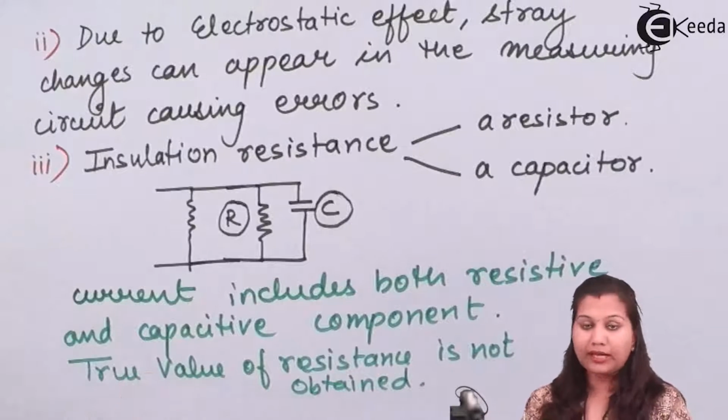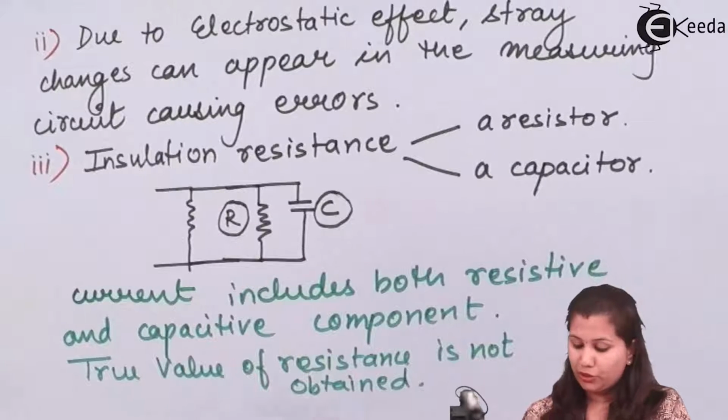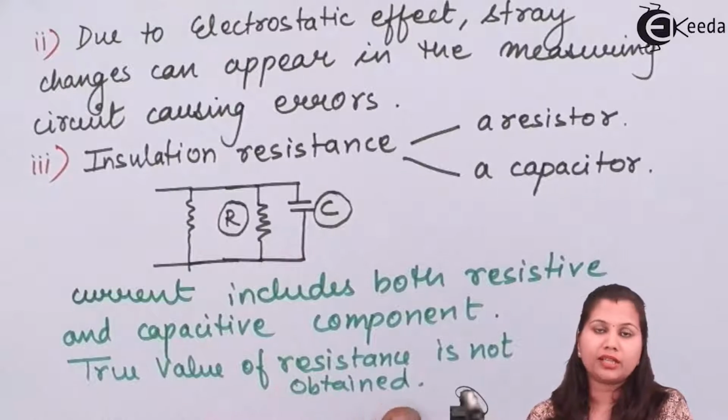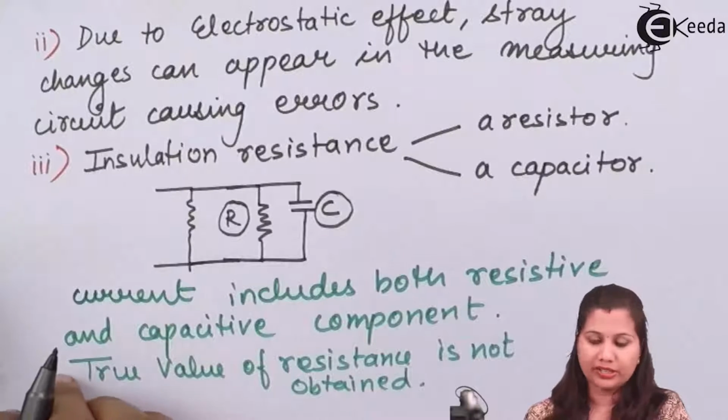Because the current includes both the capacitive and the resistive component, the true value of the resistance cannot be obtained. We will have errors due to this insulation resistance.